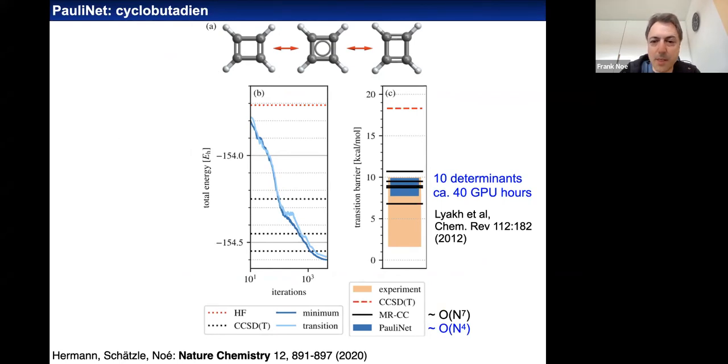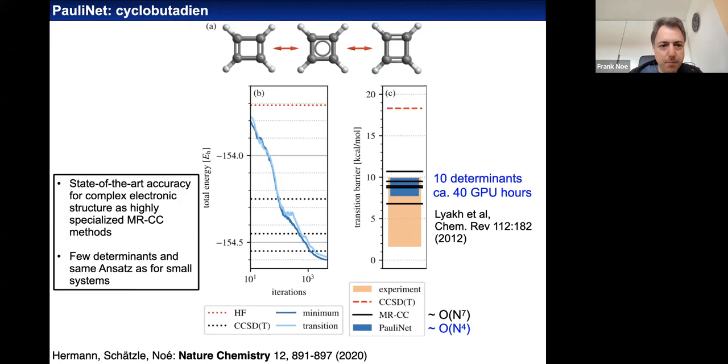And basically we can get there with this PauliNet approach by just training on this Hamiltonian with a method that is formally n to the 4. In practice, we observe n to the 3 so far for the systems we've run so far. And the method is black box. So basically, this is exactly the same neural network that we used for the single or diatomic molecules.